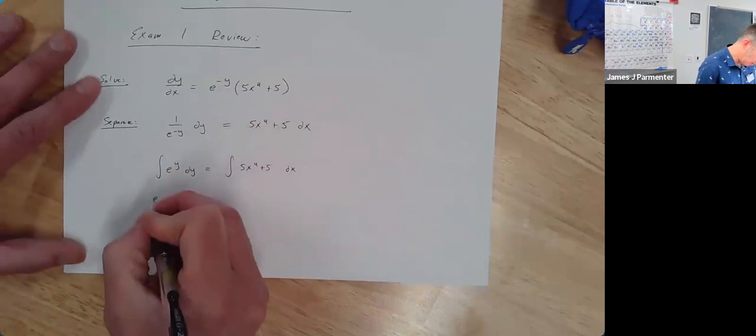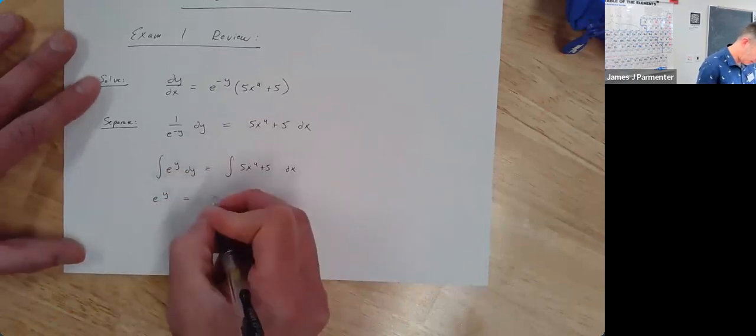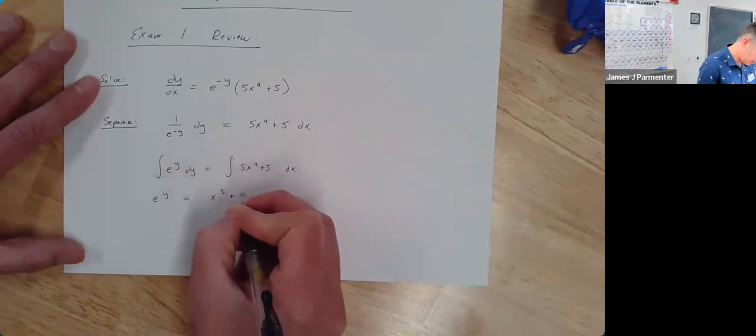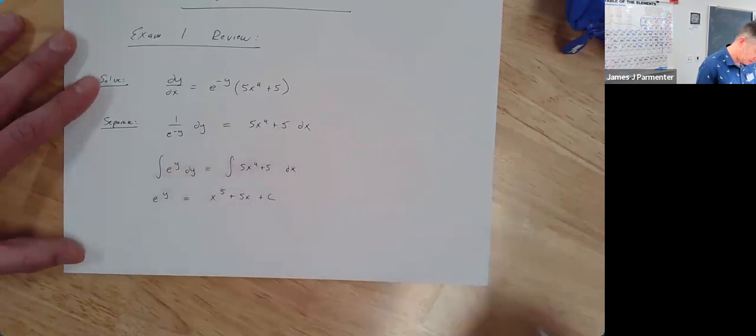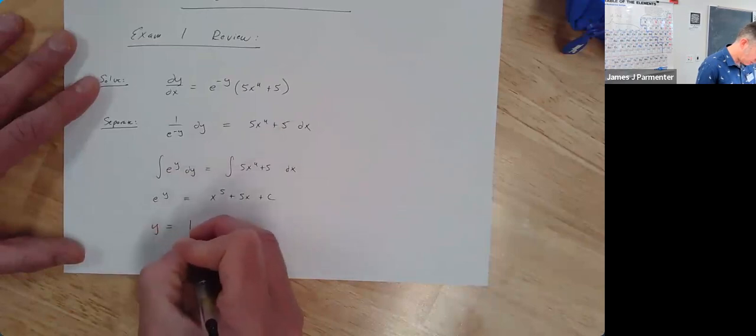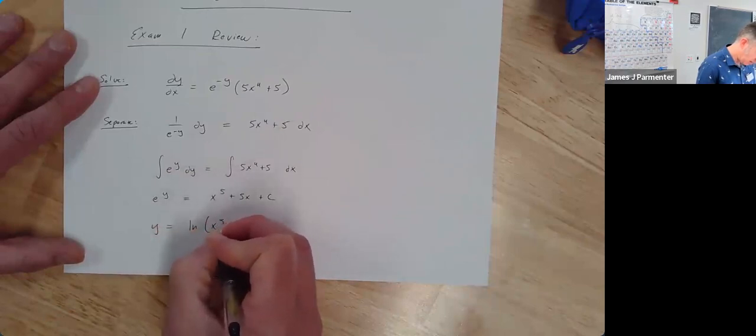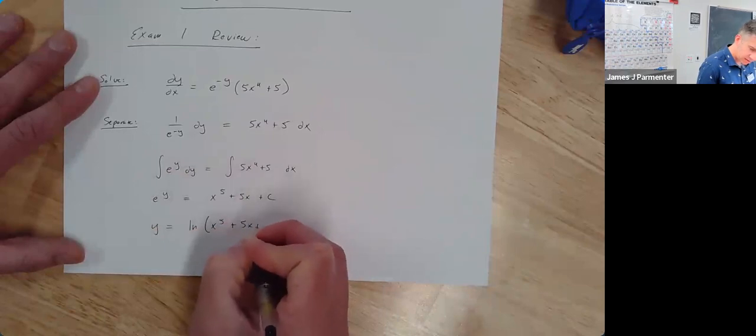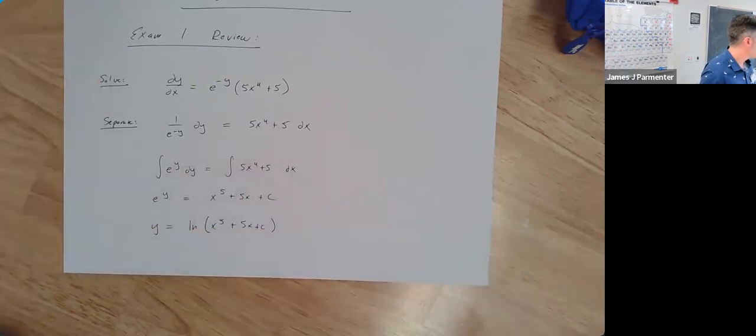Integrating e to the y, we get e to the y. Integrating the right-hand side, we get x to the 5th plus 5x plus c. And then solving for y, we get y equal to the natural log of x to the 5th plus 5x plus c. Not too terrible. Where did that example go?